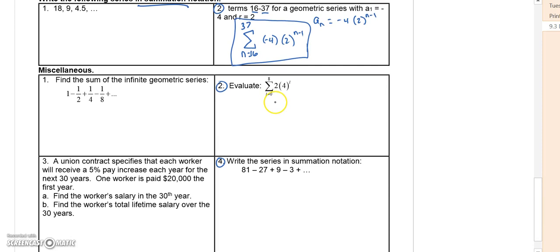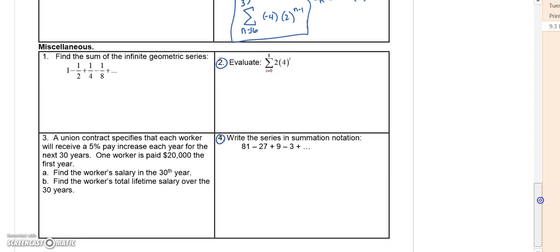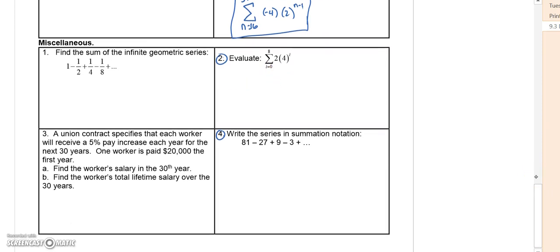Let's see. These I think you're okay on. Maybe I'll do number 2. I'll leave the rest for you guys to do.